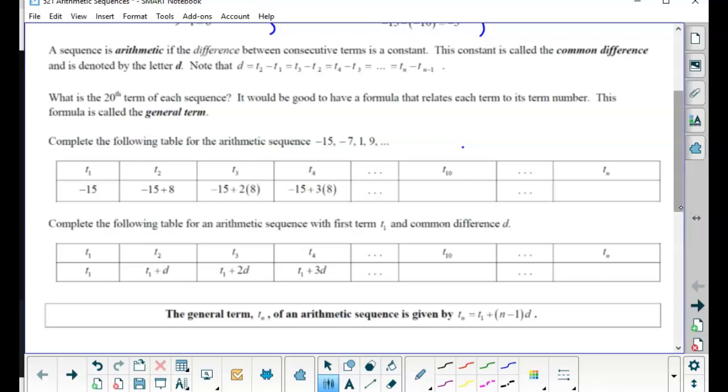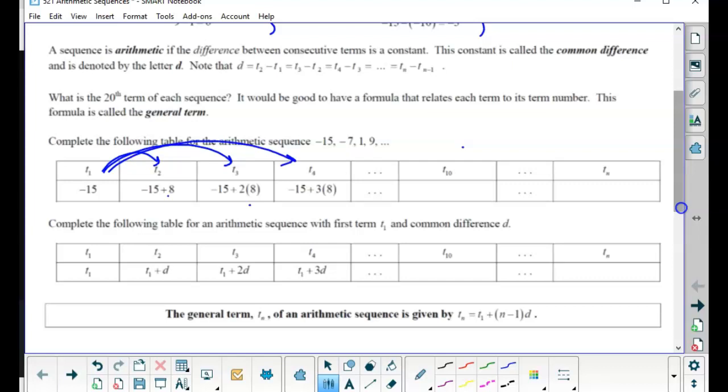So take a look at what we've shown here. We know we keep adding 8. So to get from the first term to the second, we add 1 8. Here we're adding 2 8s, or 1 to the previous. Here we're adding 3 8s, or 1 to the previous, and so on.